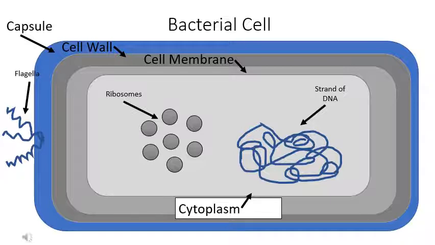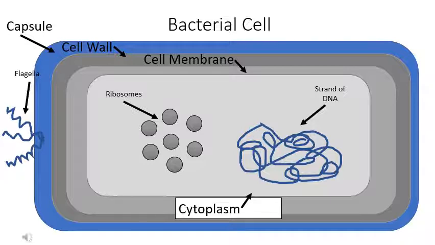To start off, the very outer layer of the bacterial cell is called the capsule. The capsule provides the bacteria with a layer of protection during reproduction and growth. Inside the capsule then you have the cell wall. This is a rigid and tough section of the bacterial cell that gives it structure and shape.